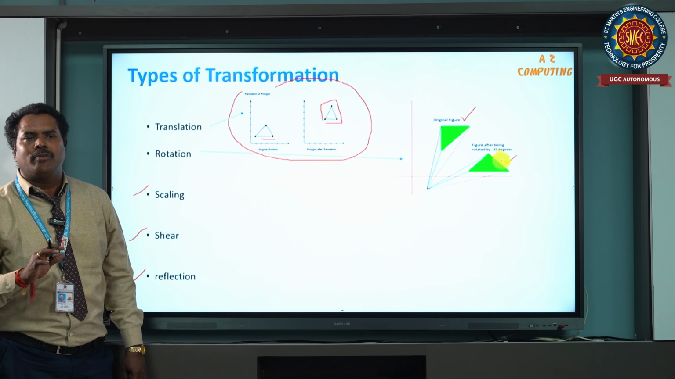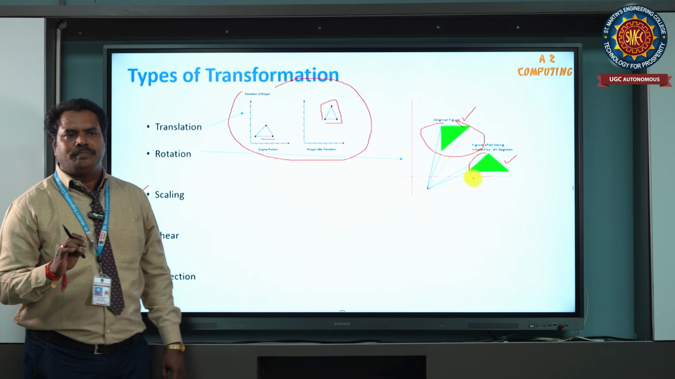Using these operations, you have to perform multiple sequences of operations.